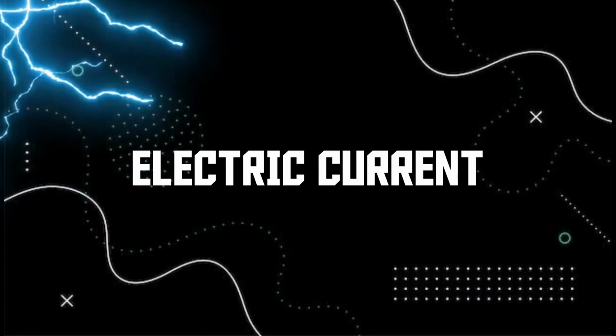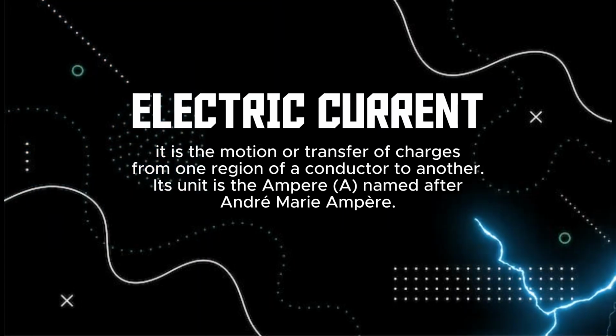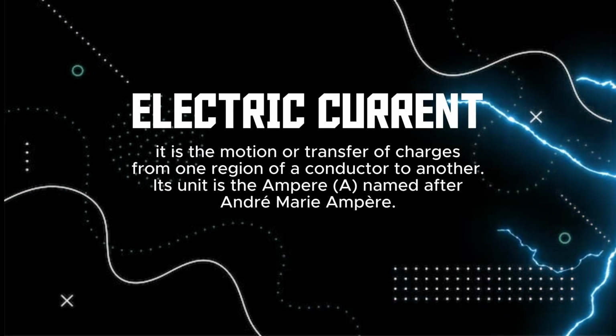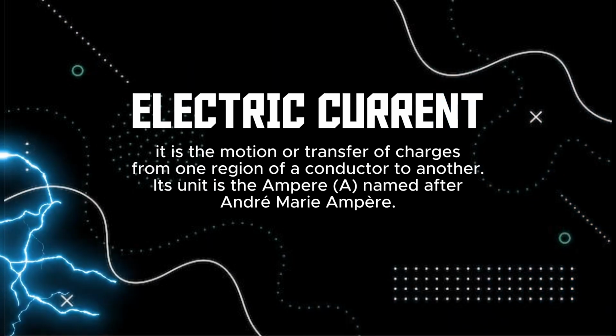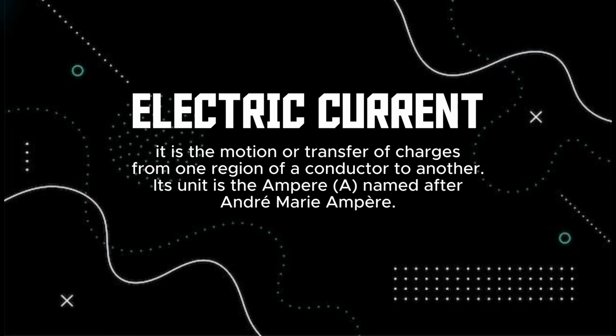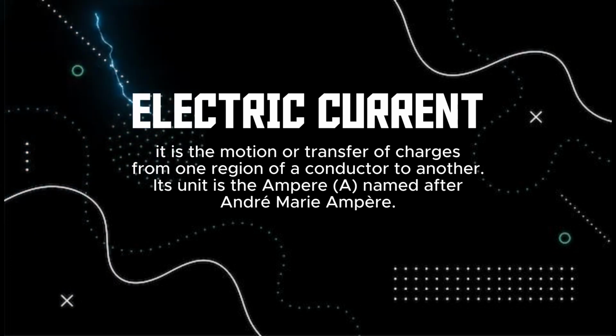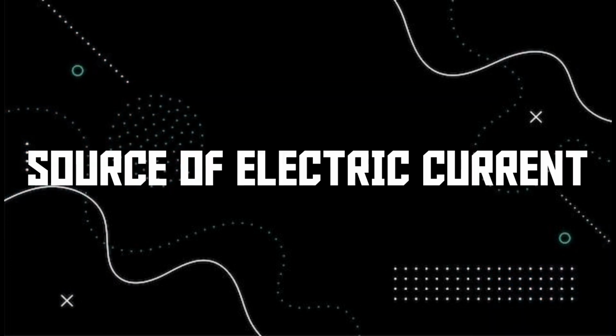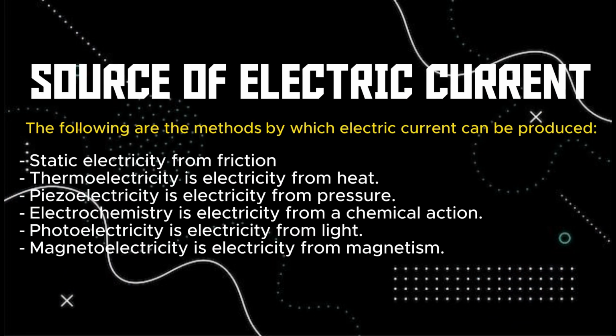Electric current. It is the motion or transfer of charges from one region of a conductor to another. Its unit is the ampere, named after André-Marie Ampère. Next, source of electric current. The following are the methods by which electric current can be produced. First, static electricity from friction. Second, thermoelectricity is electricity from heat.